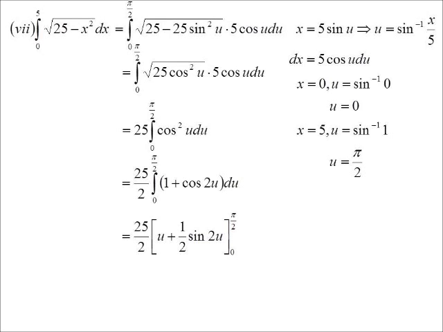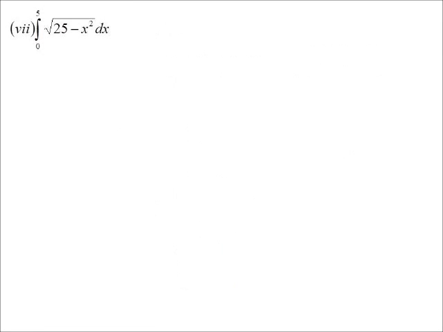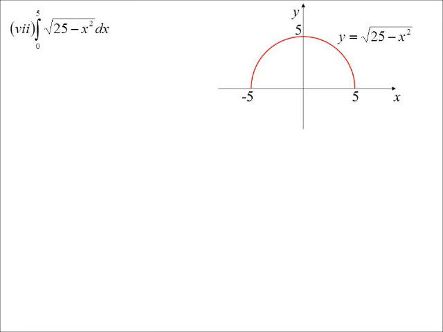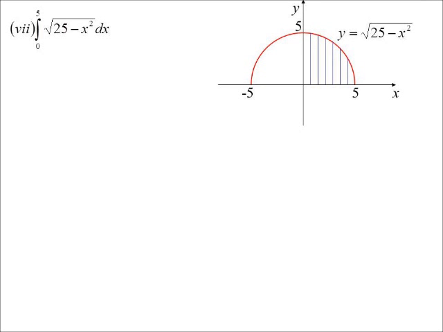u plus a half sine 2u. We can now substitute in the pi on 2 and the 0. There's our answer, 25 pi on 4. All right, that's the way we would like to do it. There it is. There's our function, the semicircle. We just want a quarter of our circle there. So quarter pi r squared. Oh, bang. Look how quick that is. Recognize the shape. You save yourself so much time.